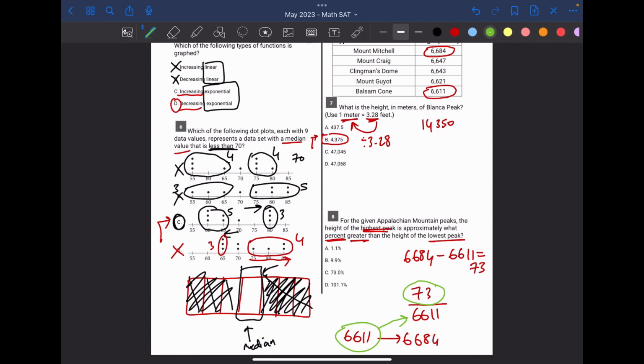So if you put this on a calculator, 73 divided by 6611, you would end up with 0.01104, and then a lot more digits that we don't care about. But then it says 1%, so you'd have to multiply this by 100, so your answer would be 1.1%. If you multiply by 100, you get 1.104, but if you round, you're obviously going to get 1.1%, so that has to be the answer. So the answer is A, and we're done.